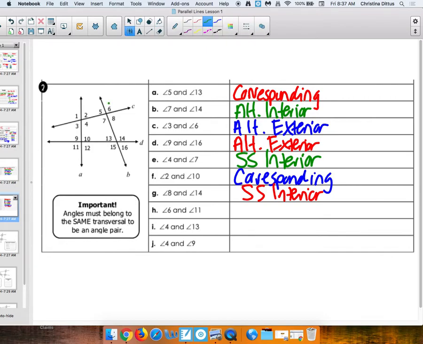How about 6 and 11? None. There is no relationship because I can't involve all 4 lines. How about 4 and 13? None, because that involves all 4 lines again. So that is none.